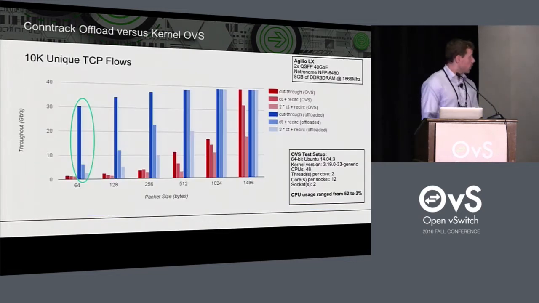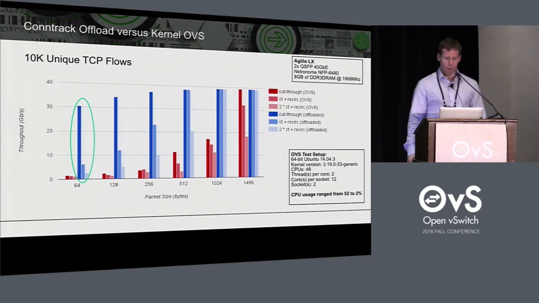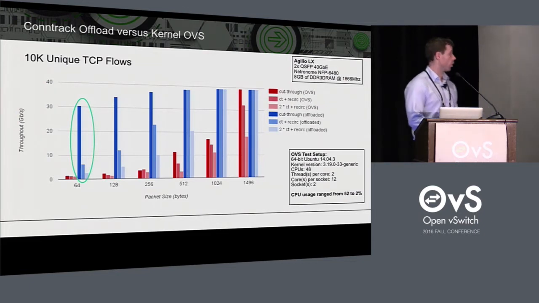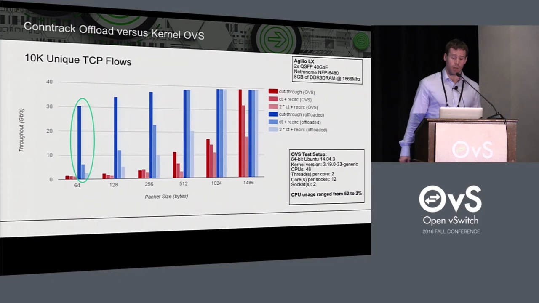So these are some results we get here. This is a test with, I think, 10,000 unique TCP flows. The red lines represent a pure OVS test. The blue lines are with this offloaded connection tracking. There are 3 tests shown here. The first one we've just called cut through, which is kind of our benchmark: match a port and send to another port. So there's no Conntrack taking place here.